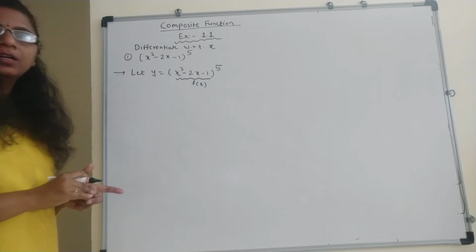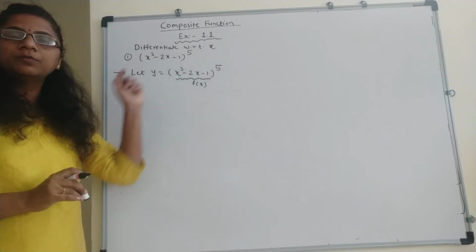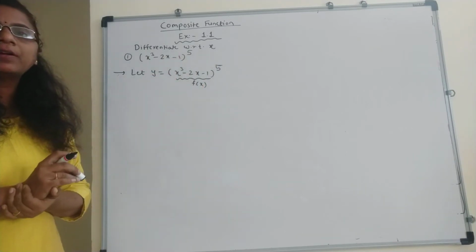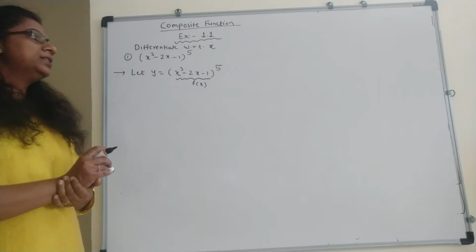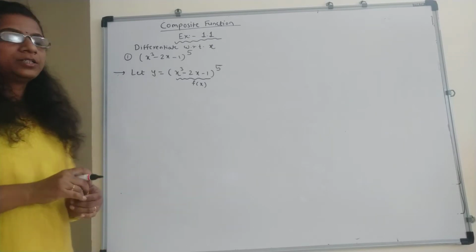So, now we will consider which form is there. This is like fx raised to some constant value. That is, the form is fx raised to n. Now, what is the derivative of fx raised to n? The derivative of fx raised to n is n fx raised to n minus 1 into f dash x.